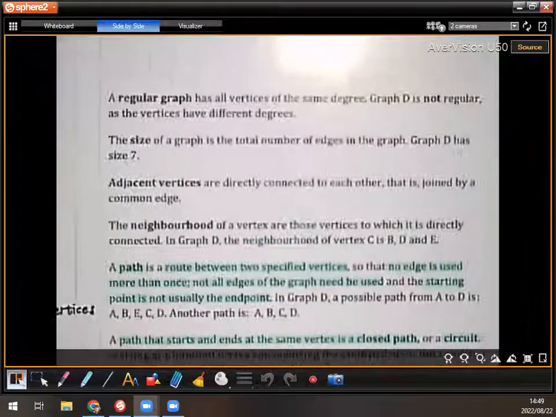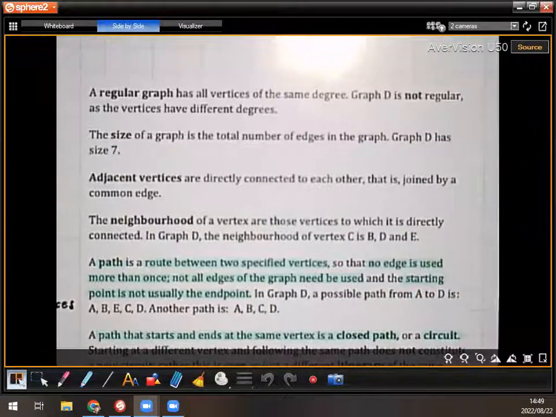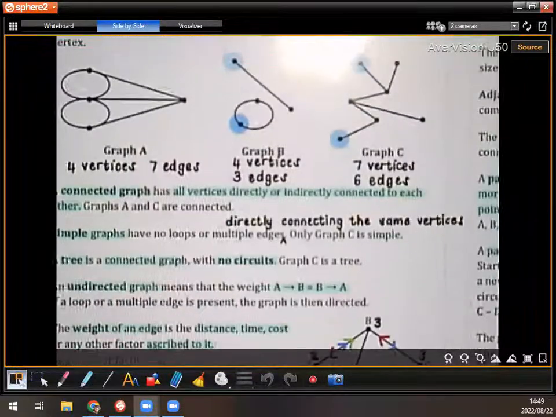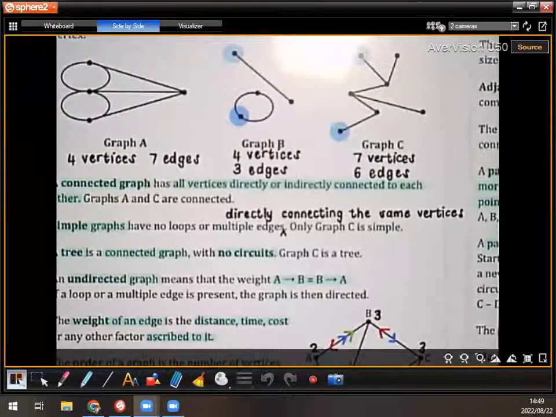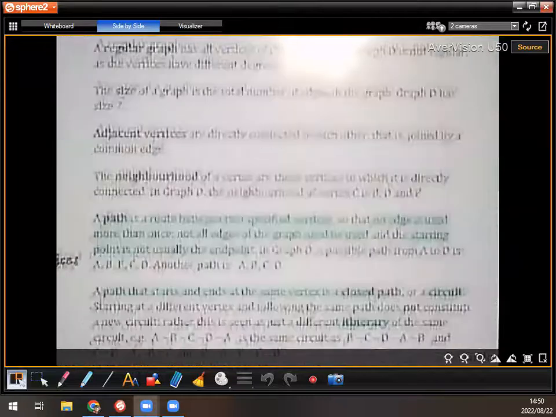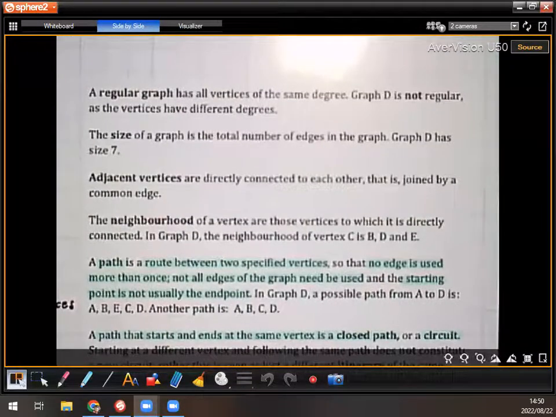Now, is this a simple graph? Multiple edges. You say A has a degree of, or is it? No. All right, regular graph. There we go.